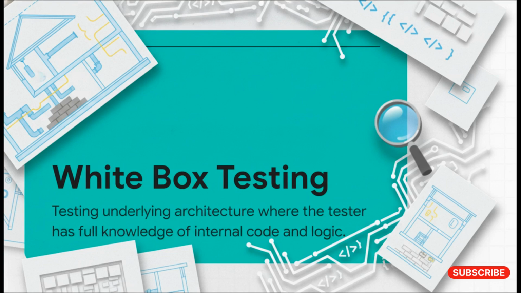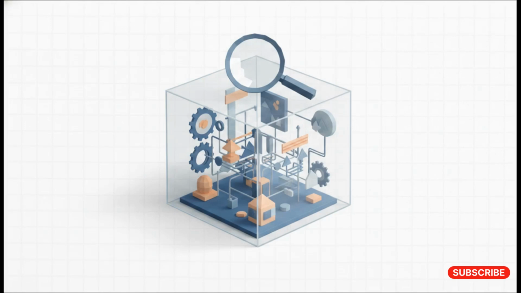Imagine having the complete architectural blueprints of a house before you go in to inspect it, right? You know exactly where the plumbing runs, where every single electrical wire is, how the foundation is laid out. That is exactly what white box testing is for software. The tester sees absolutely everything. And because of that complete transparency, it actually goes by a few other names that perfectly describe it. You'll often hear it called glass box testing, clear box testing, or structural testing.